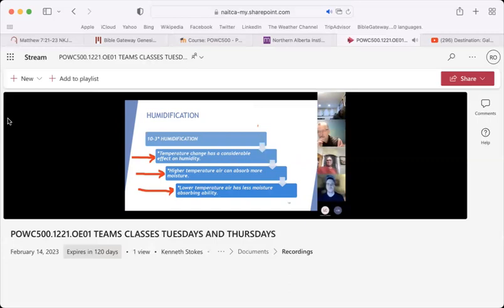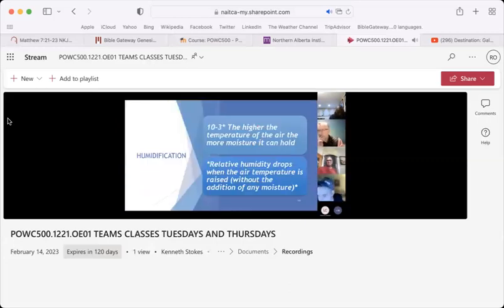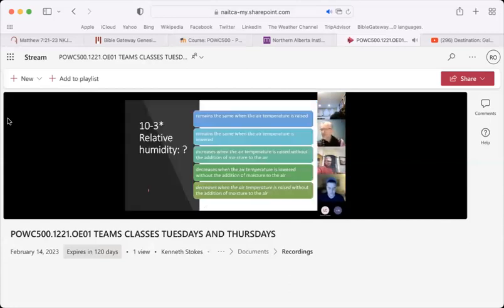High temperature air can absorb more moisture. Low temperature air has less moisture ability. The higher the temperature of the air, the more moisture it can hold. Relative humidity drops when air temperature is raised without adding any moisture. So how often in the Alberta climate do we raise the temperature of air? We talked about needing ventilation, and ventilation being very important. Generally, that involves bringing in outside air, which is cooler than inside the building. Now we have to heat it up for human comfort. Relative humidity is going to drop like crazy.